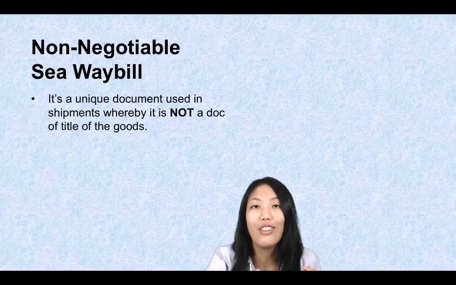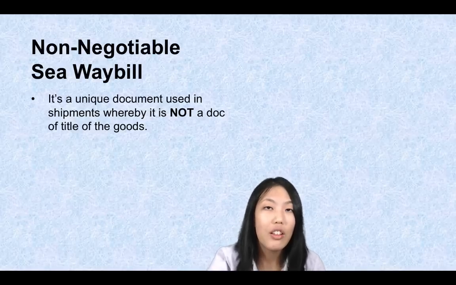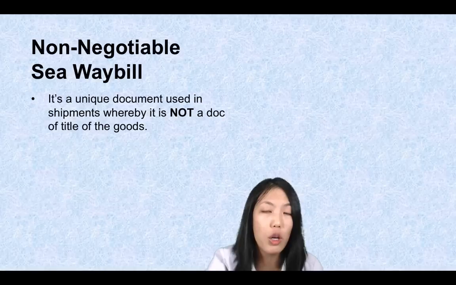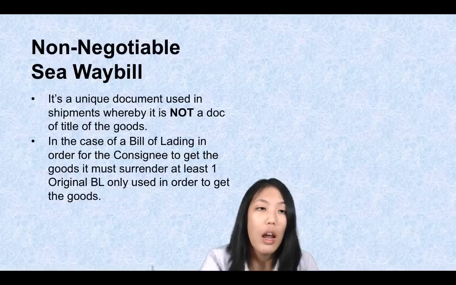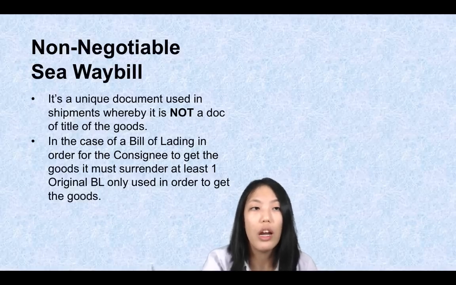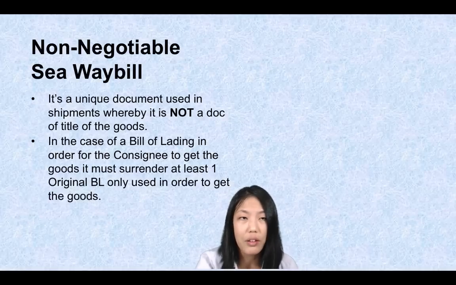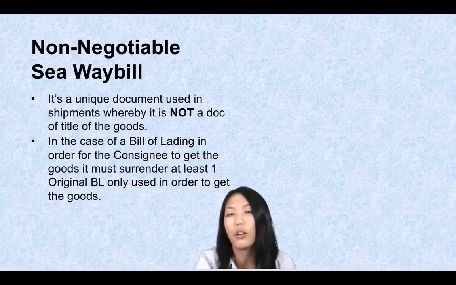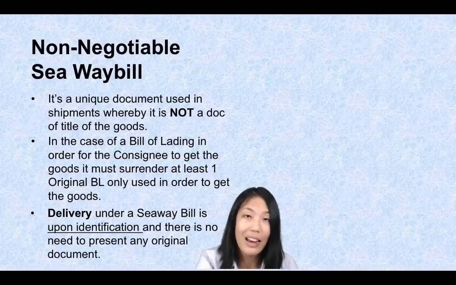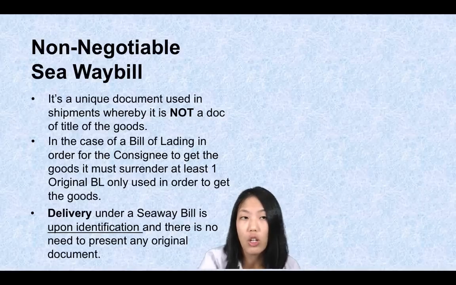So let us take a look at Non-Negotiable Sea Waybill. It's a unique document used in shipment whereby it is not a document of title of the goods. In the case of a bill of lading, in order for the consignee to get the goods, it must surrender at least one original bill of lading. Whereas, a Seaway bill is not a document of title to the goods. Delivery under a Seaway bill is upon identification, and there is no need to present any original document.